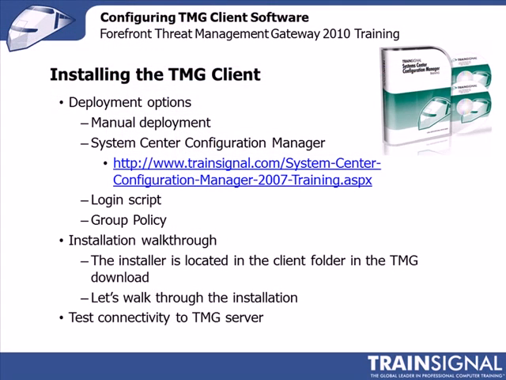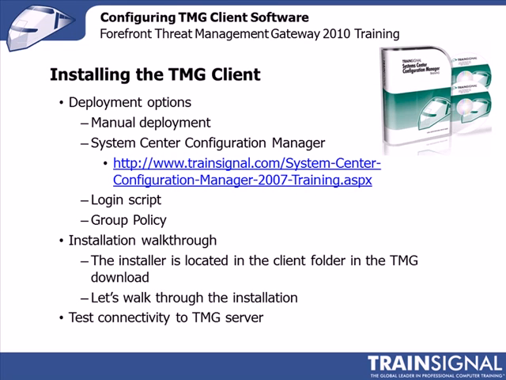Now, we're going to go through installing the Threat Management Gateway client onto a Windows 7 machine for Global Mantics. We're going to do a manual deployment, as I mentioned before, but there are other ways you can deploy software in a Windows environment, including the Threat Management Gateway client. You can use System Center Configuration Manager, and if you're interested in learning more about Configuration Manager, I just happen to have created a System Center Configuration Manager 2007 training course for Train Signal, and there's a link on your screen if you're interested in looking at that course.